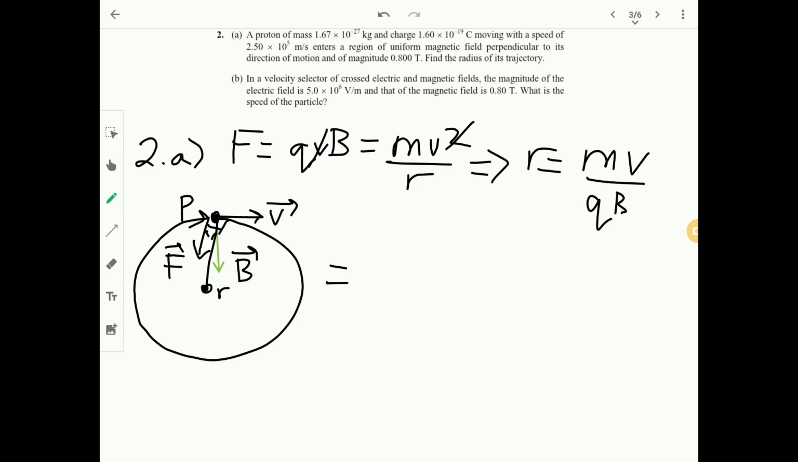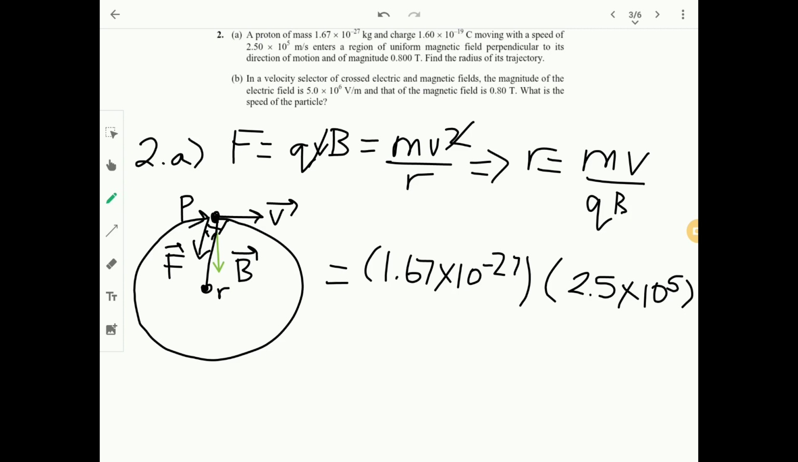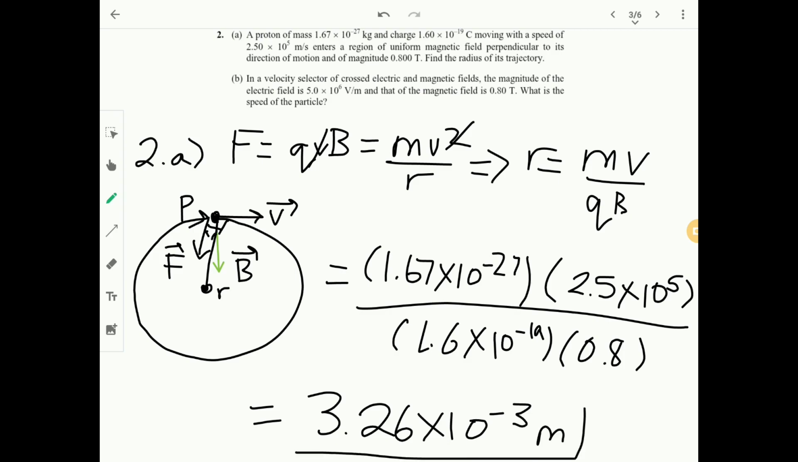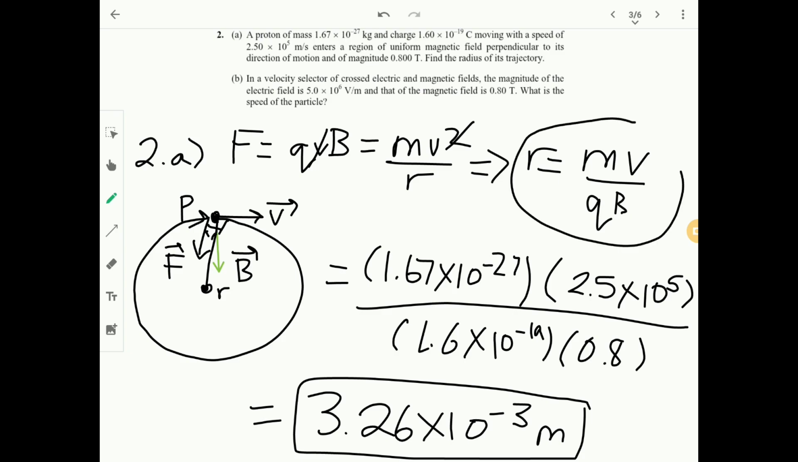So when we substitute, we should get 1.67 times 10 to the minus 27, velocity 2.5 times 10 to the 5, over the charge 1.6. They may not give you the charge. This is a constant and must be memorized. And the magnetic field is 0.8, and we should get 3.26 times 10 to the power of minus 3. The unit here must be meters because this is a distance, it's a radius. So we can immediately use this formula, or you can derive it by setting the forces equal to each other.